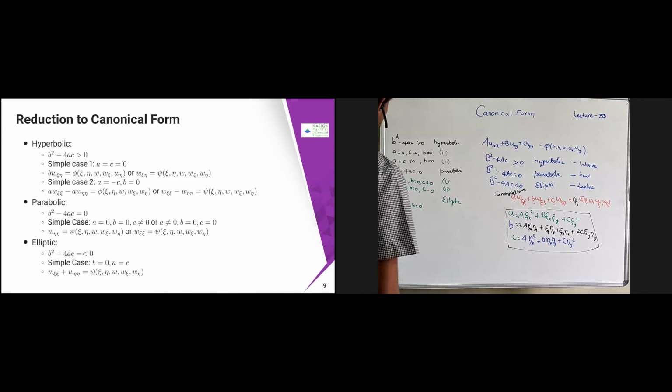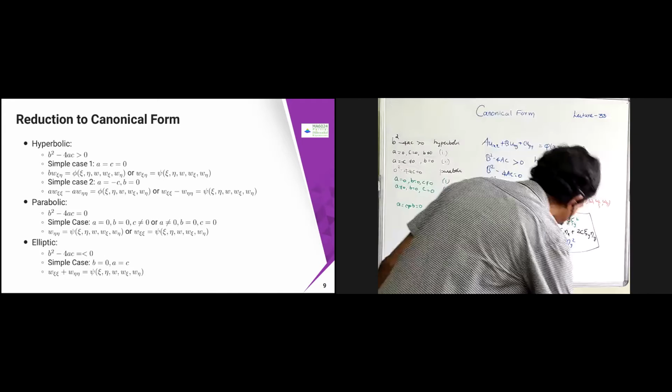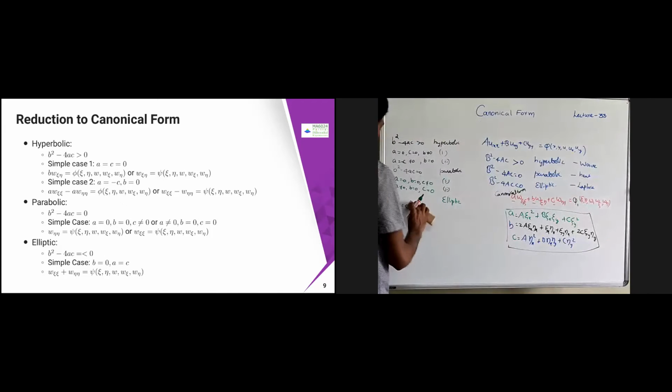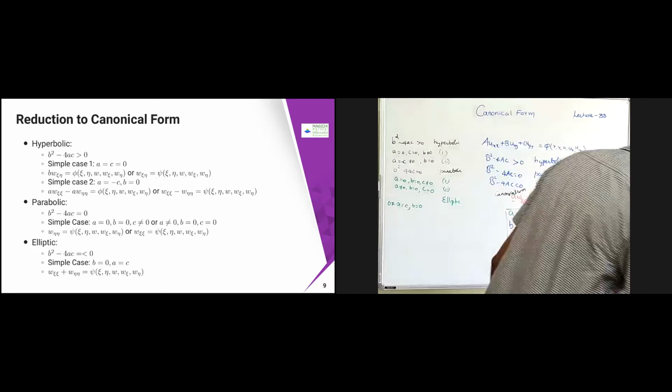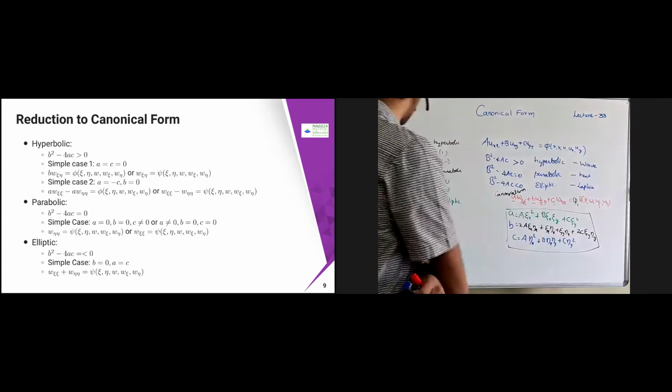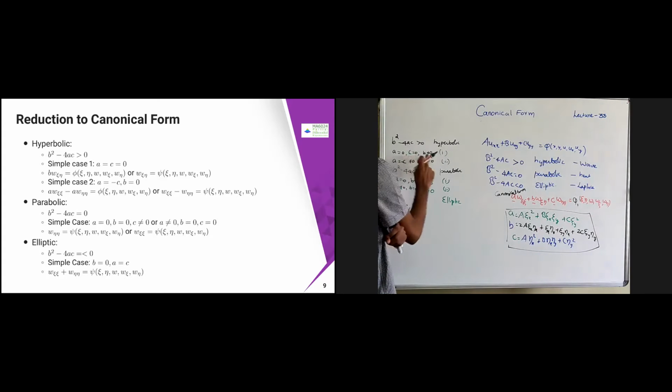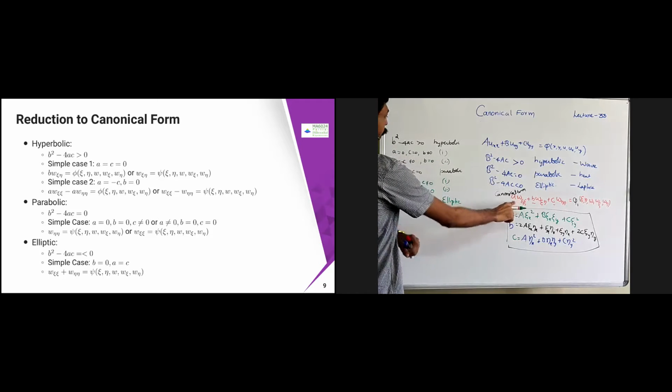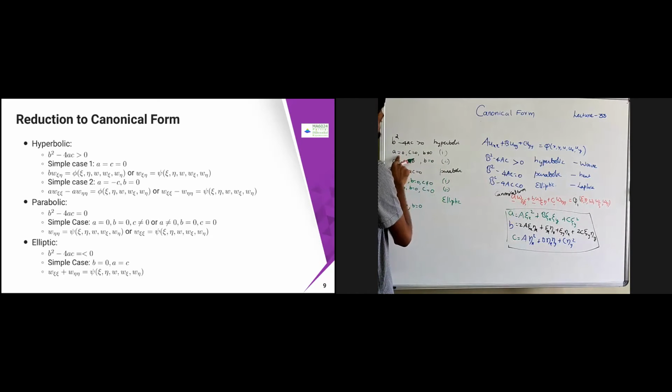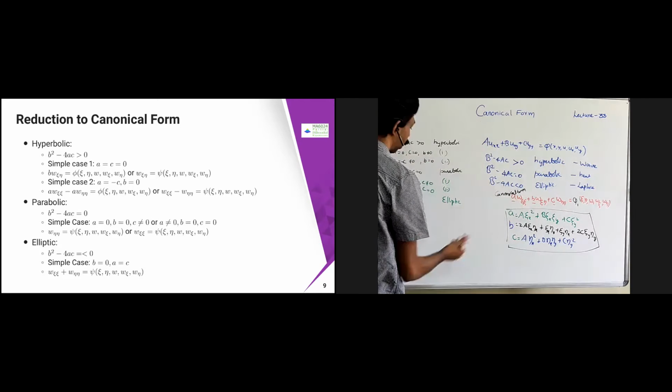So in this case, once again I'm going to get a simple case. I'm going to take only these 3 cases, and we are going to see how they transform over to the canonical form. Suppose the first case, a equal to 0, c equal to 0, b not equal to 0. Then since a is 0, c is 0, you can expect the following.